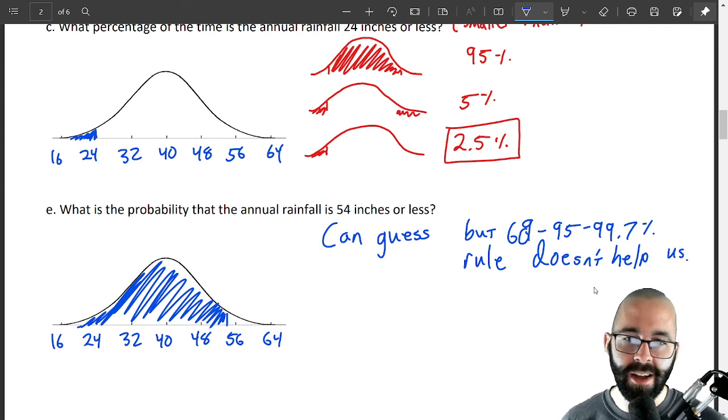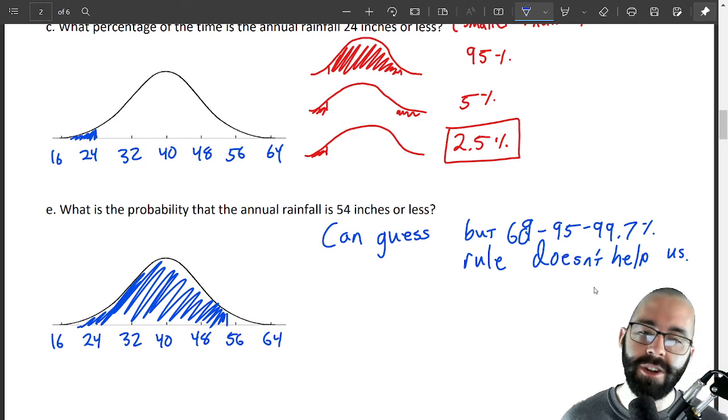That's where the next video is going to come into play: how to calculate this with a computer. We're not going to be doing it by hand. By hand is not really possible. So we have to use computers for this sort of thing.